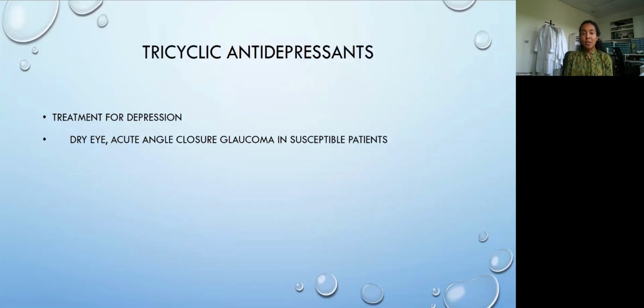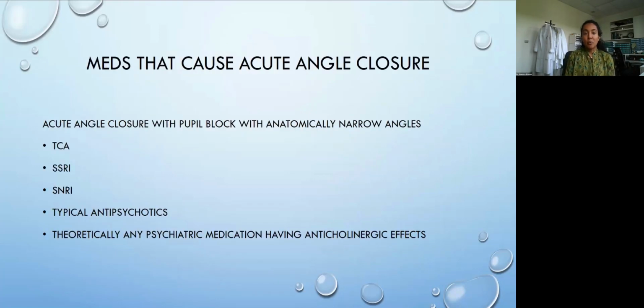TCAs, or tricyclic antidepressants, are treatment for depression. So dry eye, again, acute angle closure glaucoma, especially in patients with narrow angles. Again, important to remember all these medications that can cause acute angle closure glaucoma: TCAs, SSRIs, SNRIs, which are serotonin norepinephrine reuptake inhibitors, topical antipsychotics, and theoretically any psychiatric medication having anticholinergic effects can cause acute angle closure.